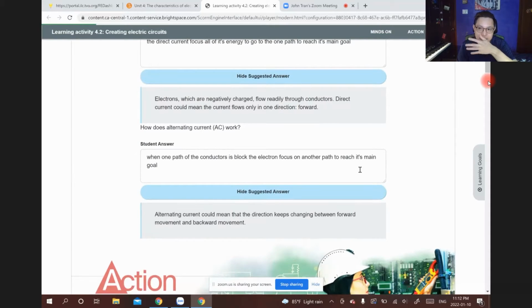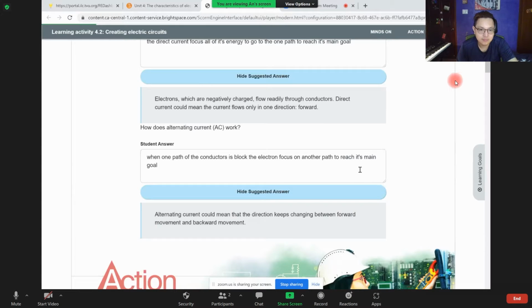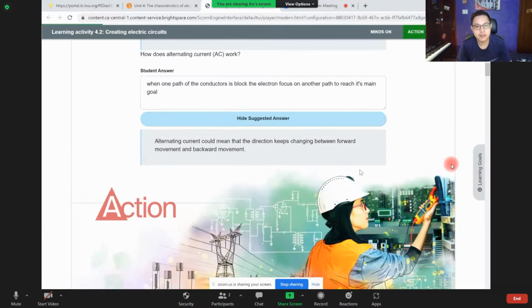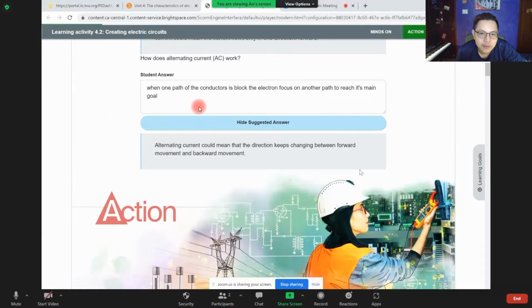The electron will try to find another way to reach its destination. Could keep changing between forward and backward. Be careful, you're answering the wrong one, I think. When one path of the conductor is blocked, the electron focuses on the path to reach the main point. That's not how AC works. Alternating means it goes back and forth. So your answer is wrong. Even though it's true that electricity will do that, it's not what AC is. It's not how AC works.